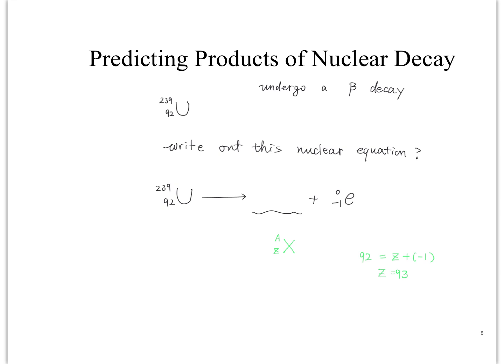And for A, on the left side, we have 239. On the right side, we have A plus 0. So A is equal to 239. So what we have here is element 93, which is Np, and for this nuclide, we have 239 as the mass number.